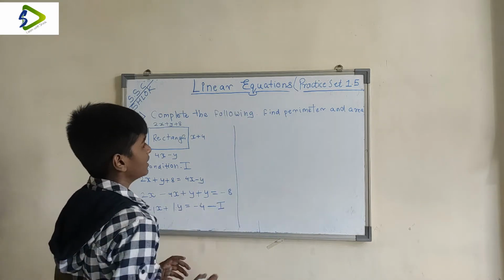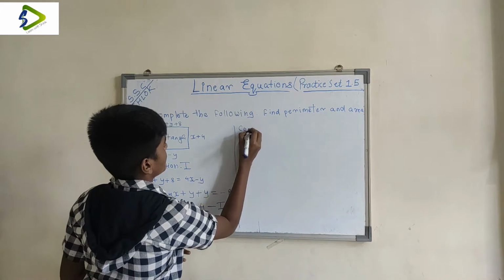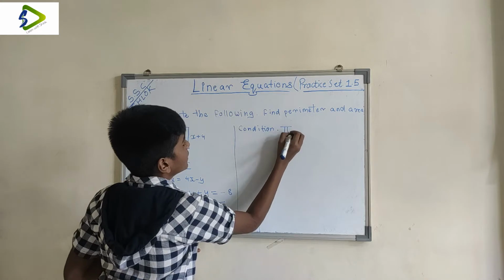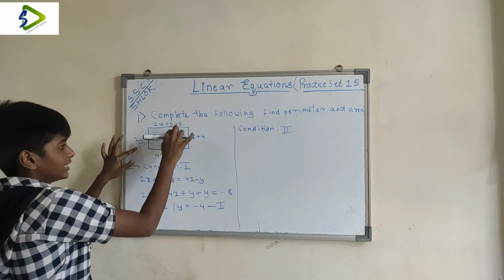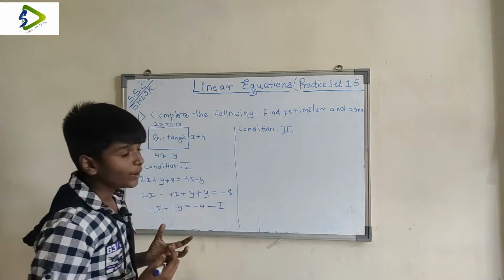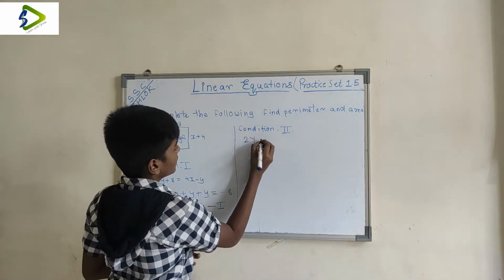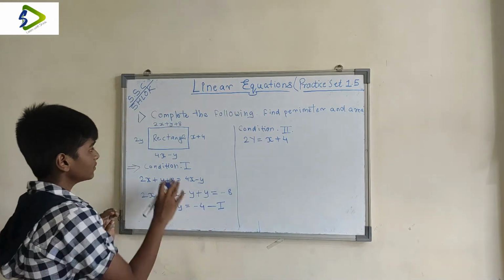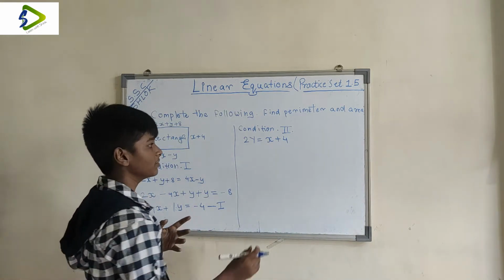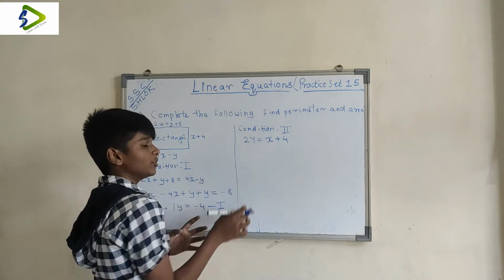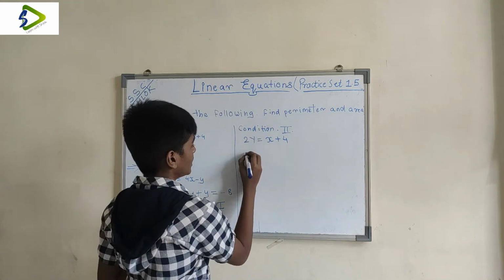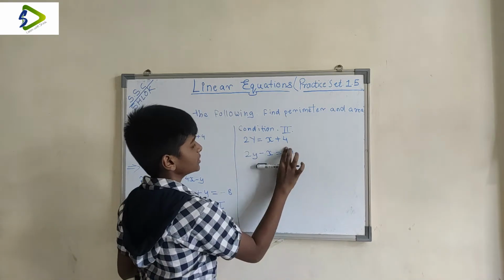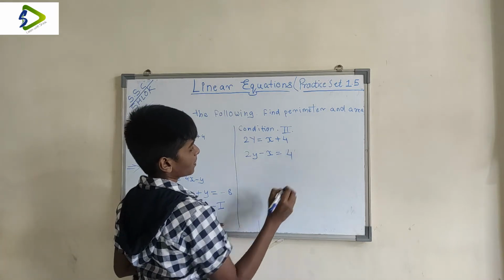And now let's look at the second condition. Condition 2 tells us that the first condition was this and this are equal, and the second condition is that 2y is equal to x plus 4. Why is 2y equal to x plus 4? Because they are on the opposite side. Opposite sides are equal. Now what we do, we take x to this side because we want the variables on one side. So it becomes 2y minus x is equal to plus 4, or we can just write it as 4.